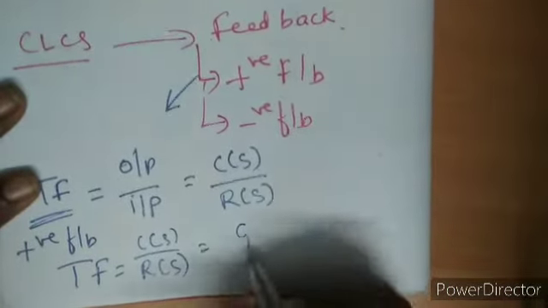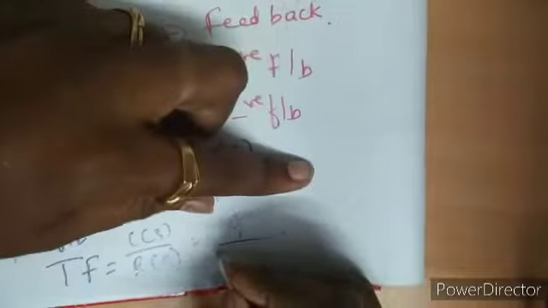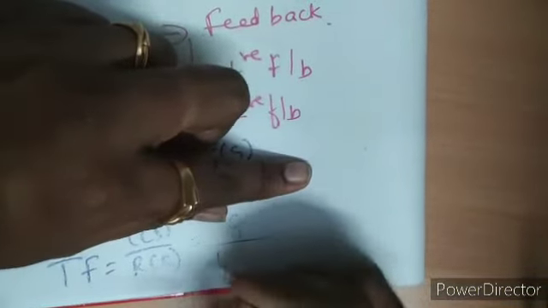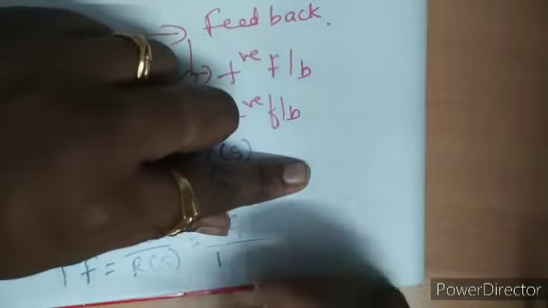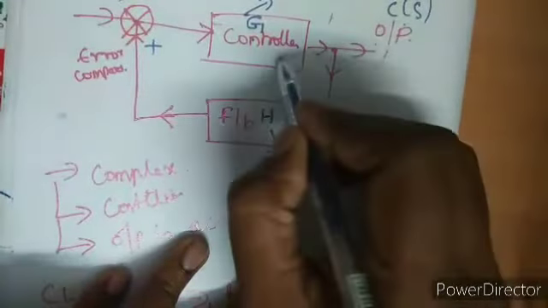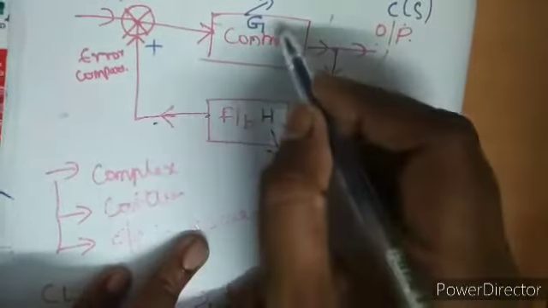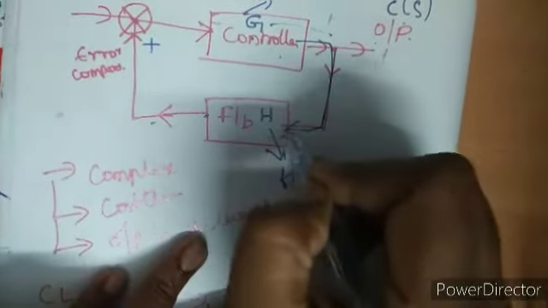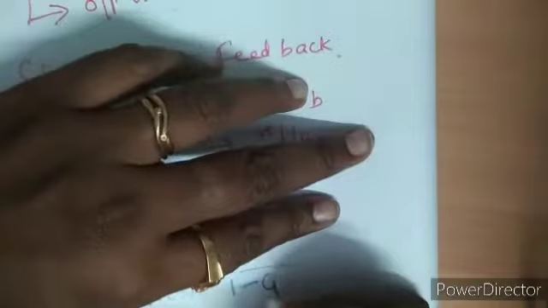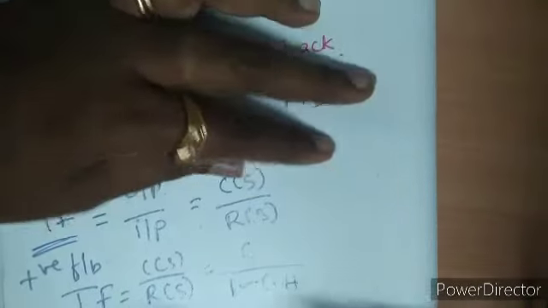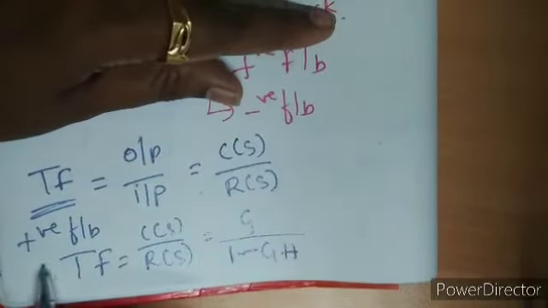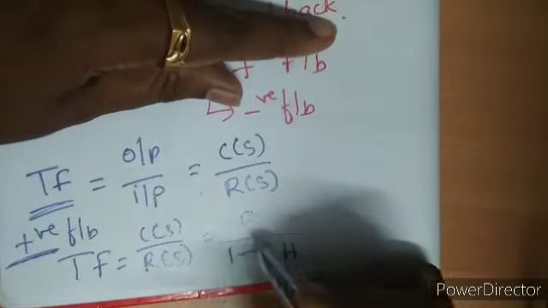So at C of S I have G. So I will write it as G divided by 1. When it is positive feedback, I should write it as minus here. Then at the output I have this G also coming along with H. Now they are in series, so they have to be multiplied. It will be G into H. So the transfer function for a positive feedback will be equal to G divided by 1 minus GH.